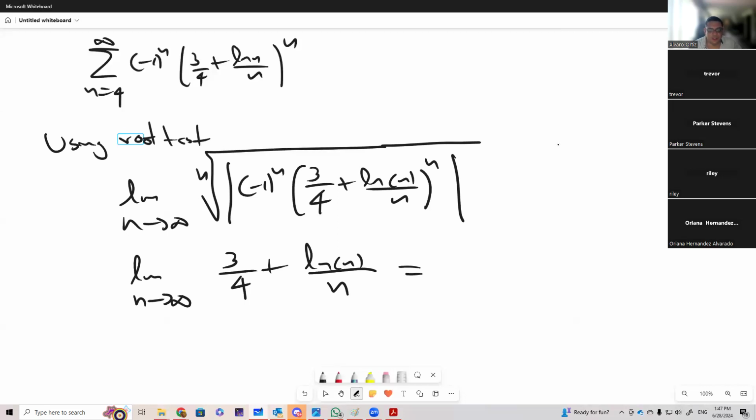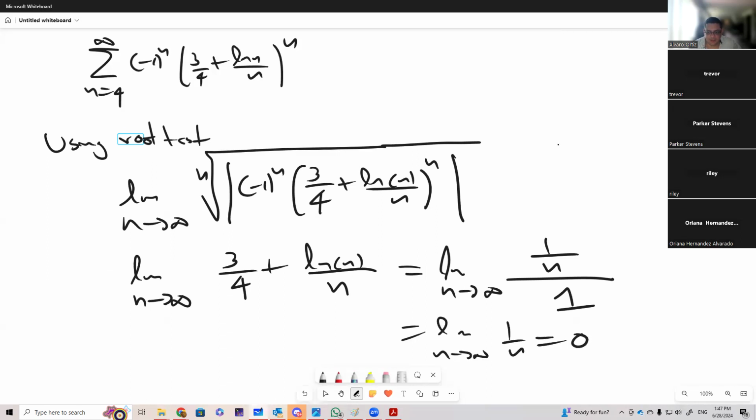But this is going to infinity, this is going to infinity, so I'm going to have to use L'Hopital's rule. By L'Hopital's rule, I get the derivative of the top, 1 over n, over the derivative of the bottom, 1. Of course, the derivative of 3 over 4 is just 0, so that goes away. And so this is just the limit as n goes to infinity of 1 over n, and this is 0.